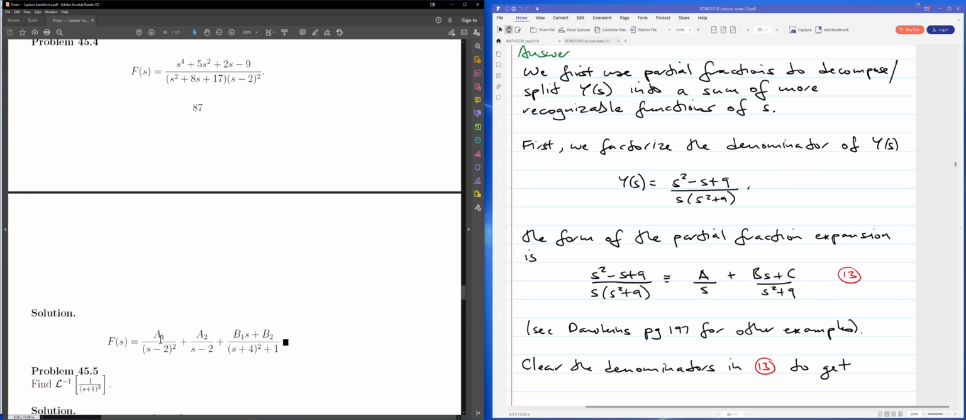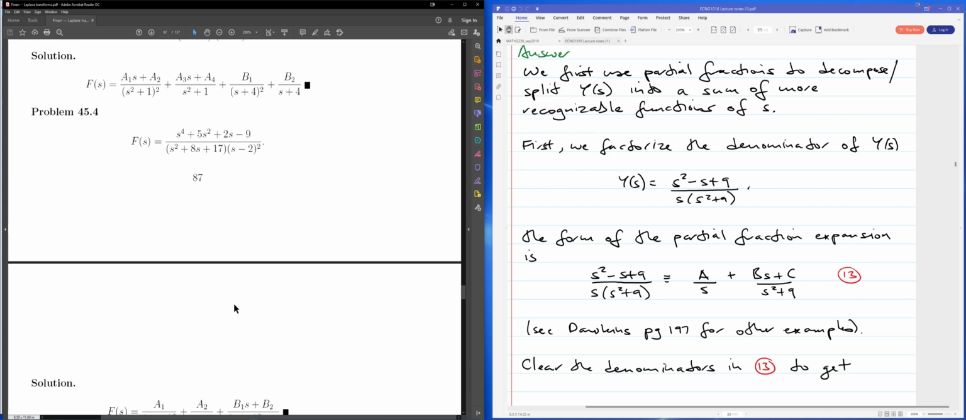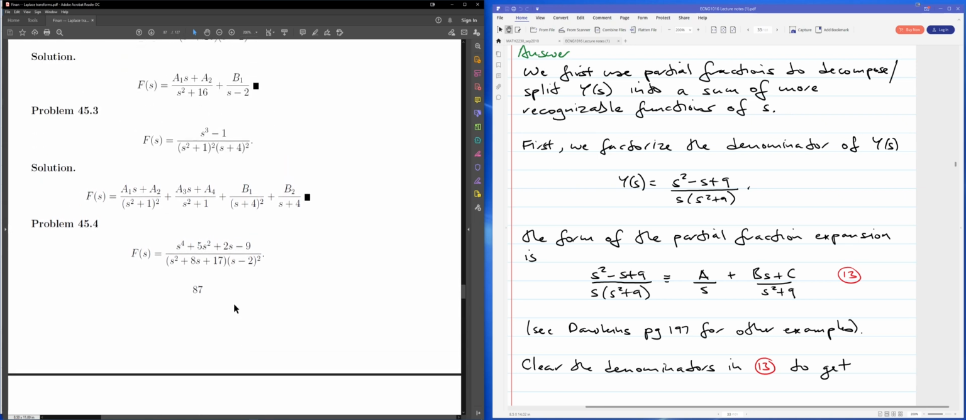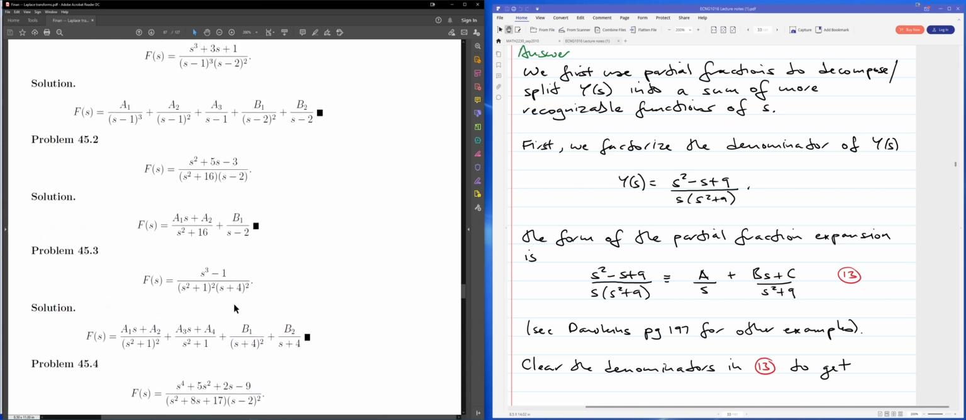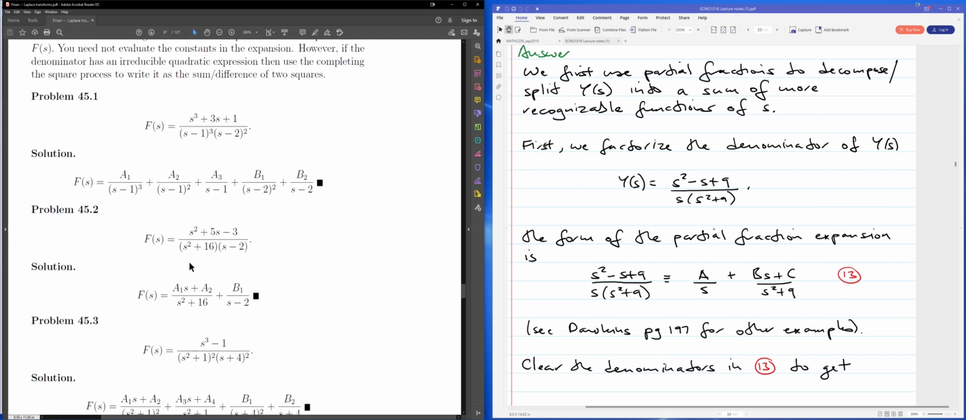And in both cases, I'll have a constant on top here. So for the s minus 2 squared, I'm going to have one partial fraction, which is a constant on s minus 2, and then a next fraction, which is a constant on s minus 2 squared. And that's essentially how you're going to deal with repeated factors. So let's see our next example of this.